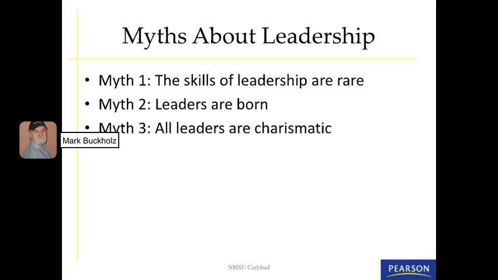We labor beneath three myths about leadership. Myth 1 is that the skills of leadership are rare. Myth 2 is that leaders are born. Myth 3 is that all leaders are charismatic.